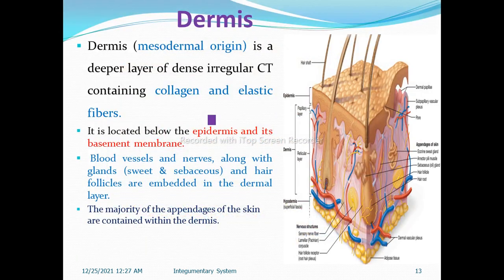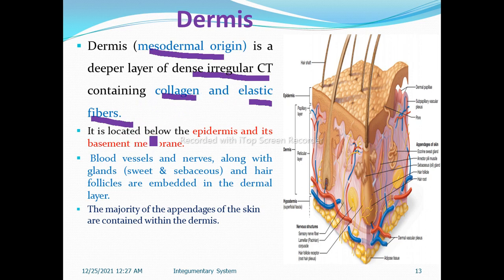Now the second layer of the skin is known as the dermis. Dermis is of mesodermal origin. As we said, epidermis is of ectodermal origin, but dermis is of mesodermal origin based on its embryonic origin. The dermis is a deeper layer of dense irregular connective tissue containing collagen and elastic fibers. It differs from the epidermis because it is deep, dense and irregular, and contains collagen and elastic fibers.